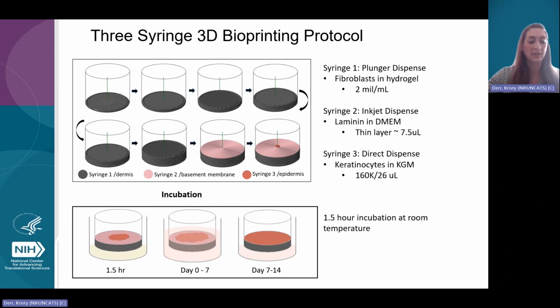Then we spray a thin layer of laminin down, and this is mostly to give the keratinocytes a nice basement membrane to attach to when forming the epidermis, because the gelatin will eventually just melt away and leave the tissue. So we want to make sure that the keratinocytes' floor doesn't drop out from under them. And then lastly, we print a small spot of keratinocytes on top of the laminin layer, where they will spread out to make a monolayer and differentiate into the epidermis. So on day 7, we lower the media to air-liquid interface. So the media level will be right underneath the transwell.